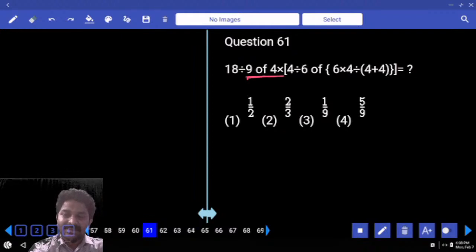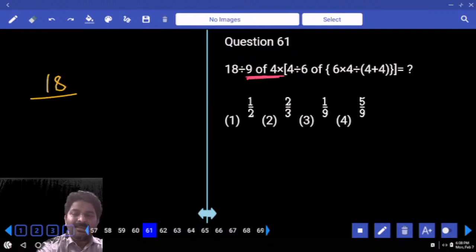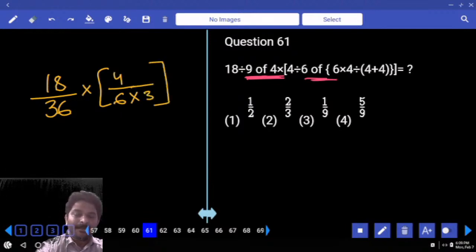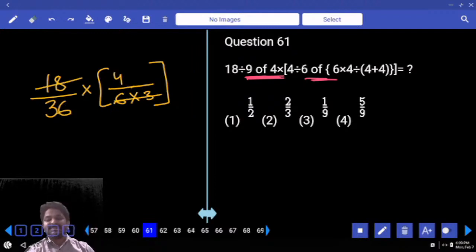First we have to calculate this part of 18 by 9 into 4, 36 multiplied by 4 by 6. Here also, this is 3. 6 3s are 18, 18 gets cancelled. 4 by 36, 1 by 9. Yes.